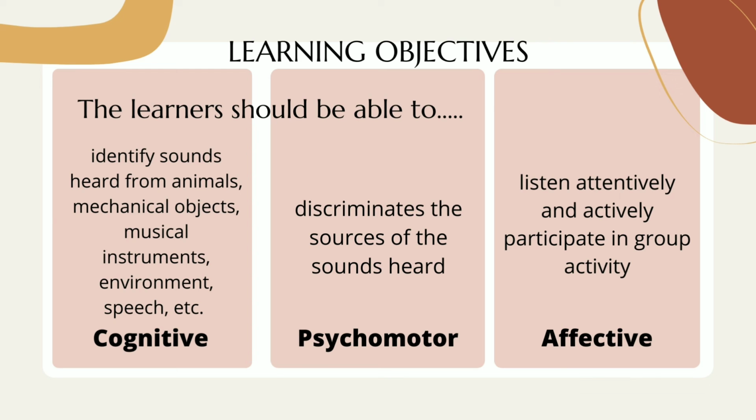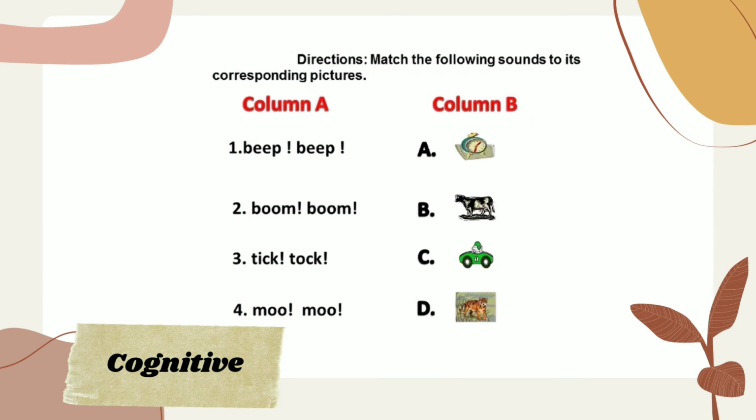The learning objectives here are SMART because they are specific, measurable, attainable, relevant, and time-bound. First activity, which is the cognitive domain. This is cognitive because it uses knowledge, where students need to identify or match column A to column B.